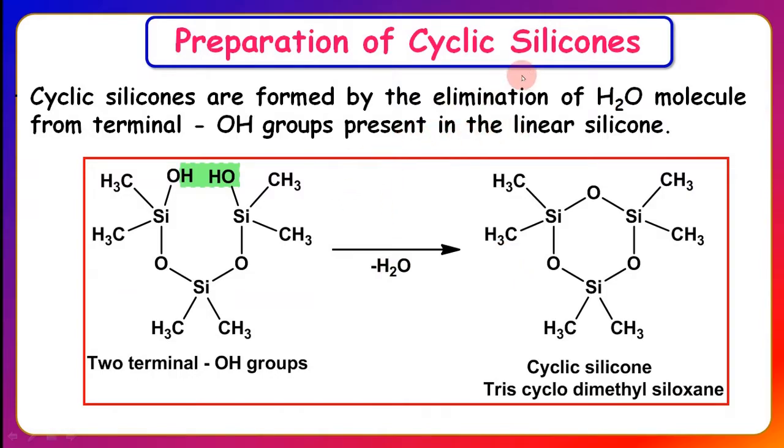Let us see the preparation of cyclic silicones. Cyclic silicones are formed by the elimination of water molecules from the terminal OH groups present in the linear silicone. This is a linear silicone with the terminal OH groups. From here, the water molecules will be lost to give the cyclic silicone.